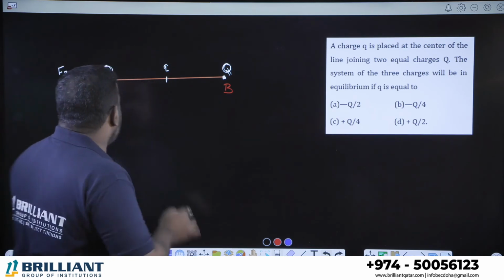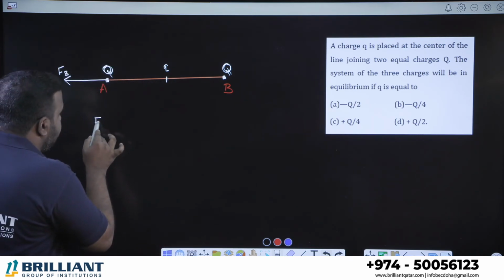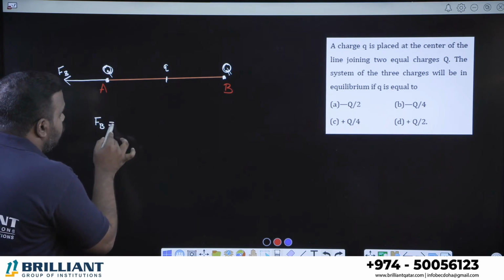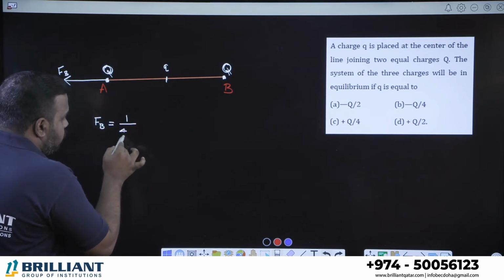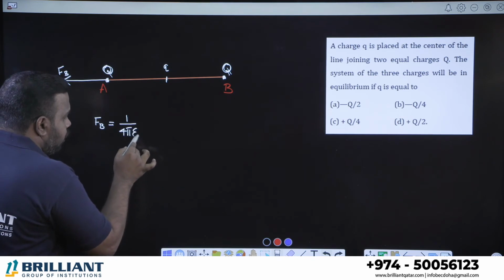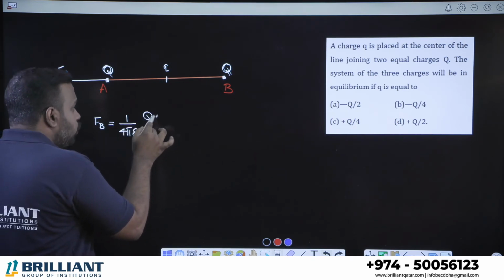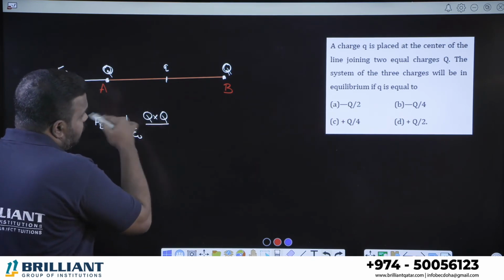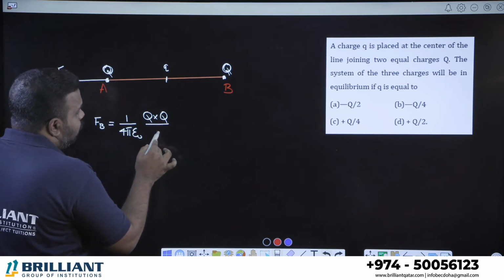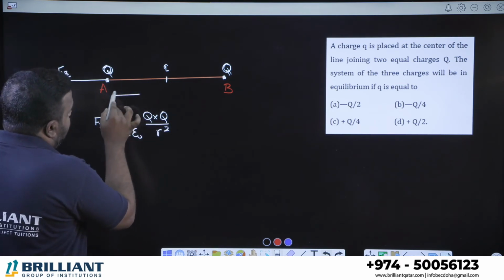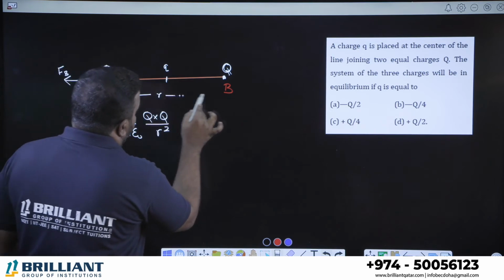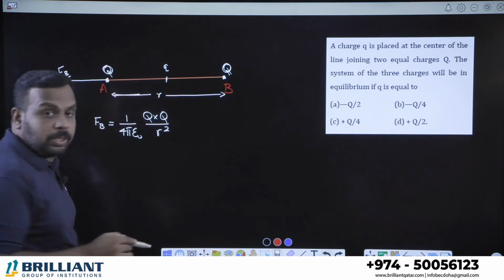I am writing its magnitude, which you can easily write: FB is equal to 1 by 4 pi epsilon naught, Q1 Q2, where Q1 is Q and Q2 is also Q, divided by the distance between them. Let us take it as R. So what we get? R square. We have taken the total distance as R. So Q squared by 4 pi epsilon naught R square. It is directed towards the left.